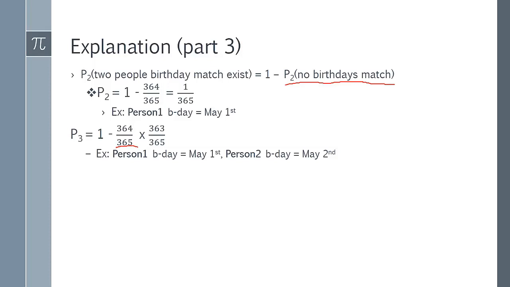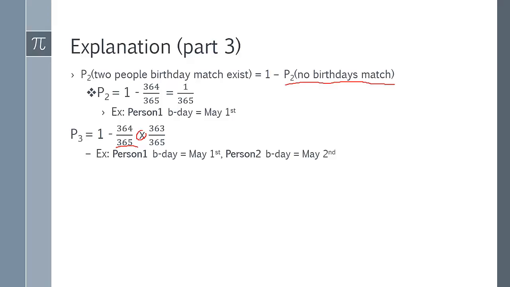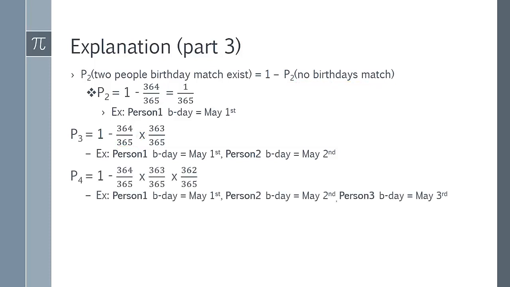However, now that there's three people in a room, that means two other people have different birthdays. This means there's 363 other days that do not share the same birthday as the first two people. And the reason we multiply these two numbers is because both these events must occur for there to be no birthday matches. In a group of 4, we just multiply by 362 over 365 at the end. So 362 here is the number of days that do not share the same birthday as the first three people.